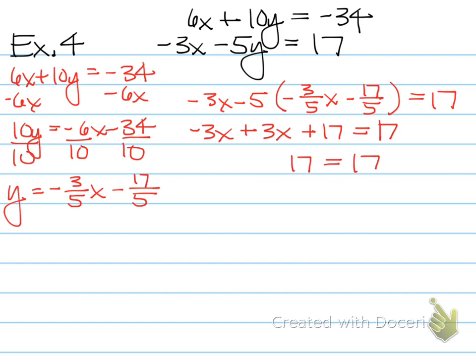Alright, so 17 does equal 17. So that lets us know that there are an infinite number of solutions. Both of these lines are right on top of each other, so they have all points in common.